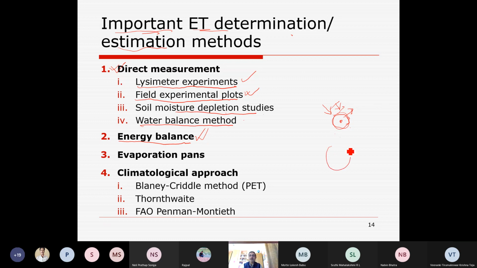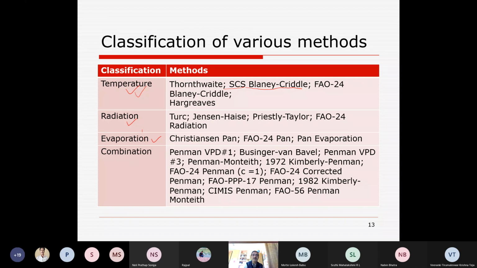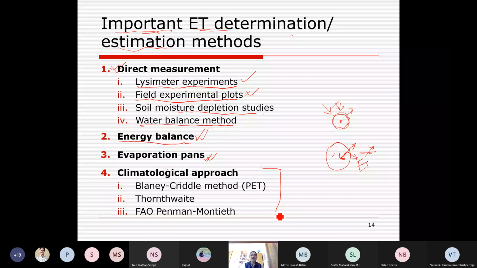Then if we put a pan filled with water, the water is evaporated. Water lost from a water body, water surface or soil surface is evaporation. Water lost from the plant body is transpiration. So we can have an idea of evaporation from a water body under specific conditions, and then relate that to find the ET, the total amount of water lost in the process of evaporation and transpiration. That is the third method, the evaporation pan method, or ET pans. Fourth is the climatological approach, where we can use temperature and radiation. These two pieces of information from the atmospheric system can be used to estimate the evapotranspiration.